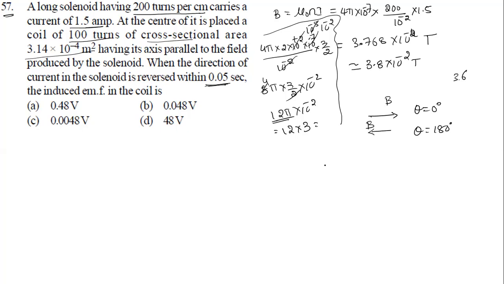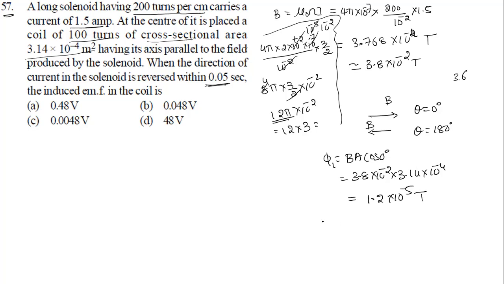So can I find these two cases now? How much magnetic flux is there? Magnetic flux initially is BA cos 0 degree. B, how much did we get? 3.8 into 10 power minus 2, into area, how much is given? 3.14 into 10 power minus 4, and theta is 0, so cos 0 is 1. So it will become almost 1.2 into 10 power minus 5 Tesla.